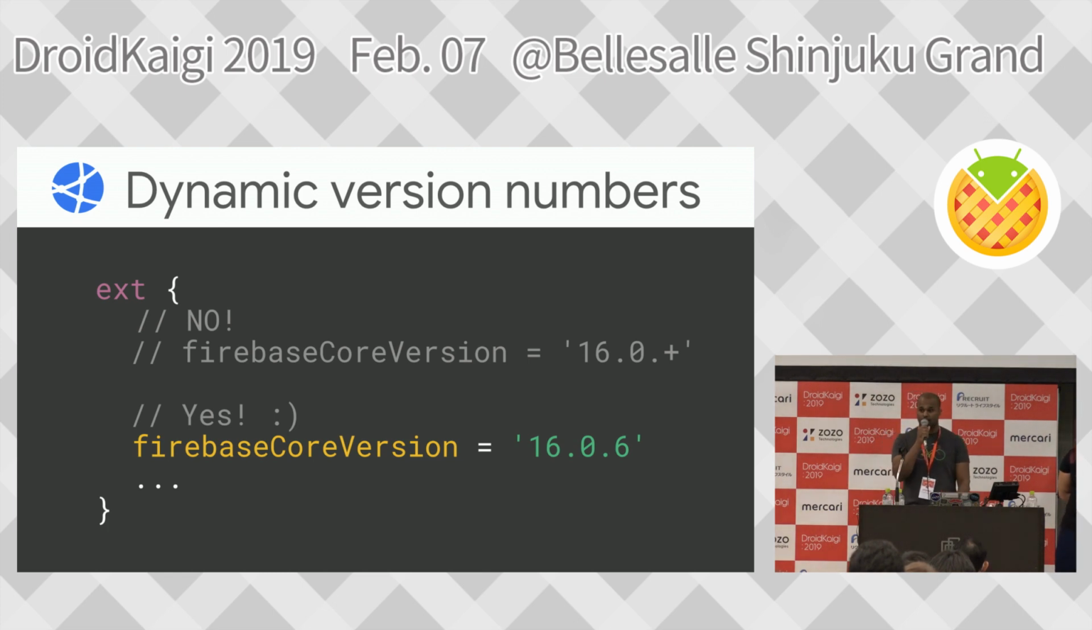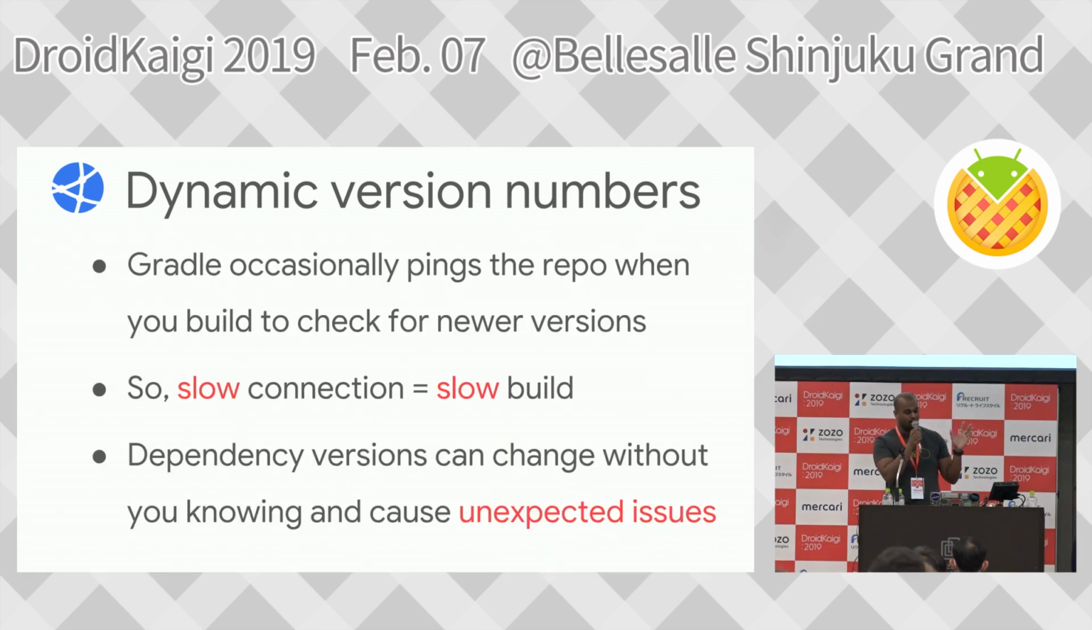So the first thing we recommend is to get dynamic version numbers out of your build script. If you don't know what I'm talking about, if you look at the commented version number there, you'll see a wildcard in the version number. We recommend that you use a specific version number, because what using a wildcard does is Gradle every so often will ping the repo to find out what the latest version is and download it and use it if necessary.